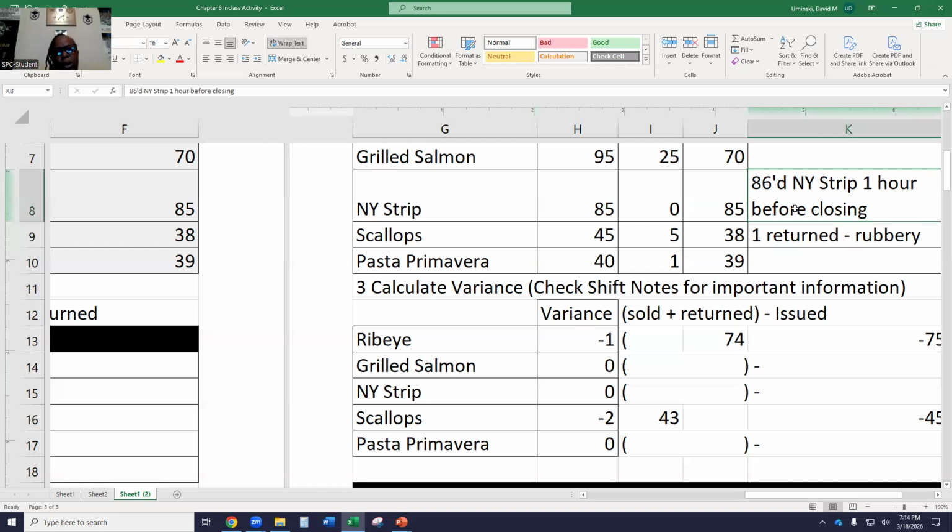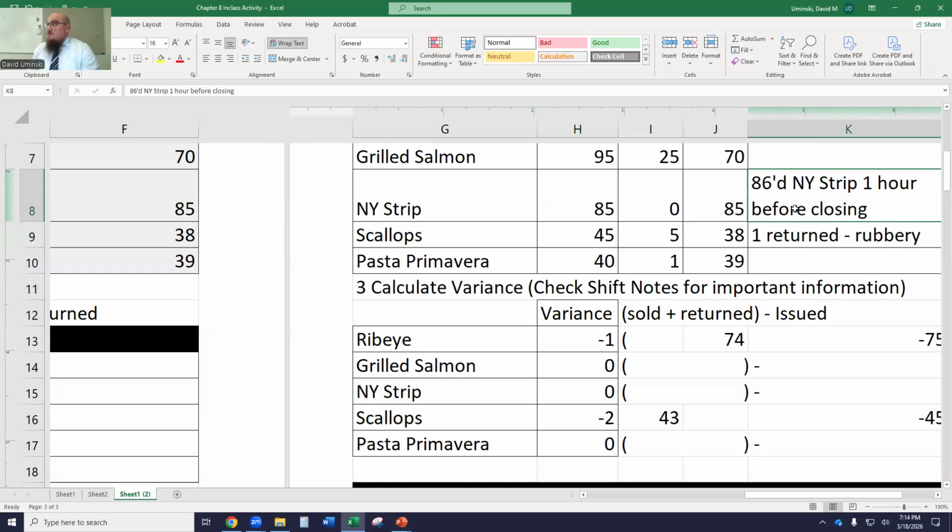So that we can pass that information on to the front of the house so they don't go ahead and take an order for it, maybe? Good. So we definitely don't want to be taking any more orders for that New York strip. How can we use that information to help us in the future? Gotta order more steaks. We might have to order more steaks, right?